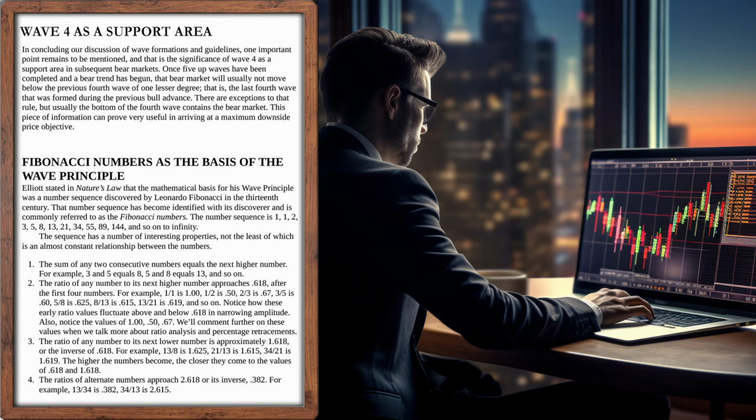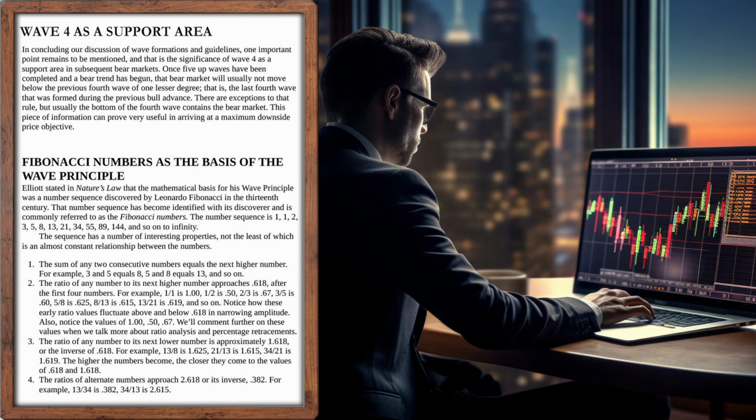The sequence has a number of interesting properties, not the least of which is an almost constant relationship between the numbers. 1. The sum of any two consecutive numbers equals the next higher number. For example, 3 and 5 equals 8, 5 and 8 equals 13, and so on. 2. The ratio of any number to its next higher number approaches 0.618 after the first 4 numbers. For example, 1/1 is 1.00, 1/2 is 0.50, 2/3 is 0.67, 3/5 is 0.60, 5/8 is 0.625, 8/13 is 0.615, 13/21 is 0.619, and so on.